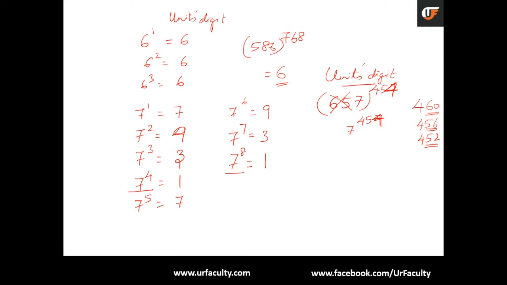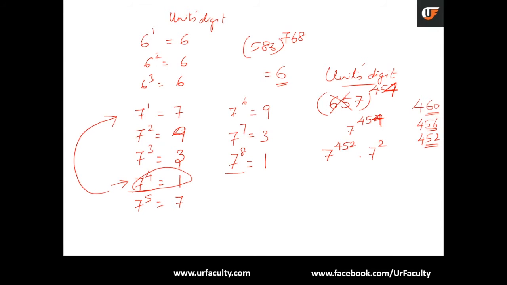So we just need to remember that 452 is the nearest number on which the cycle gets over. So 7 to the power of 452 into 2. I hope you understand. 452 is the nearest number on which the power of 4 gets over. So this is the place where it gets over, and after that the cycle starts.